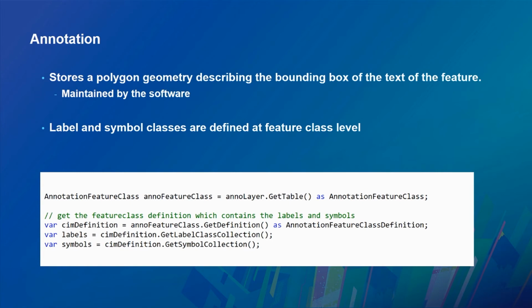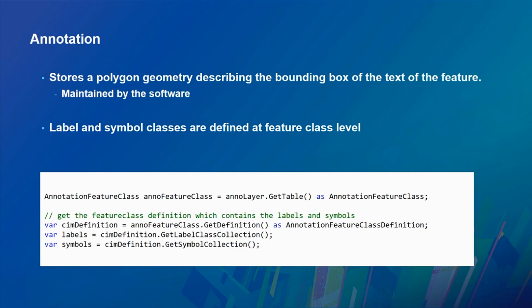Finally, let's have a quick talk about annotation. Again, I talked about this a little bit yesterday, but let's do another review. Annotation is different from the standard feature classes. It is a polygon feature class. It stores polygon geometry, which is the bounding box of the annotation text.